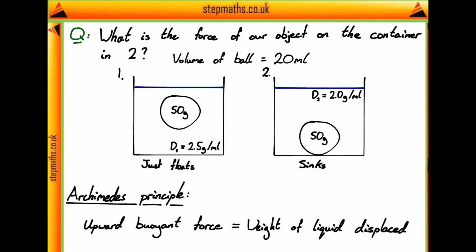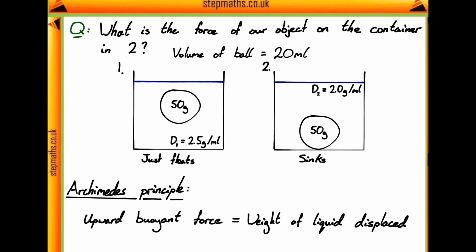Okay, so you might at this point be wondering why this volume of the ball, 20 millilitres, is actually going to be useful. Well, we spoke about in this second scenario, we have our ball and it's against the bottom of our container, and it has some buoyant force due to the liquid, and it has this reaction force due to the container acting on it, to counteract the weight of the ball. So, to find the force of our object on the container, the reaction force, we need to find the buoyant force to take that away from the weight.